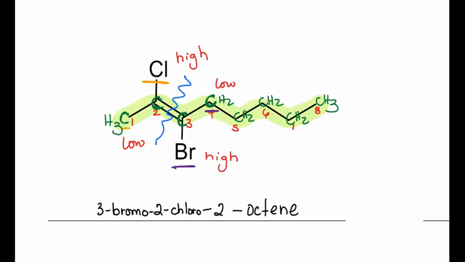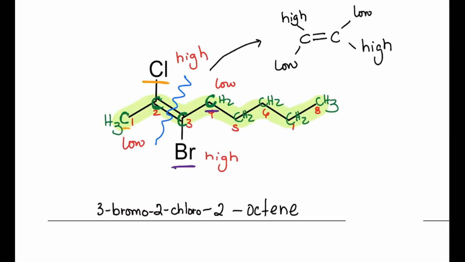If I redraw this, that means that my carbon-carbon double bond looks like this. High, low, low, high. Is it cis or trans? Great. You guys are getting the hang of it. Trans. Okay, let's do the last example.